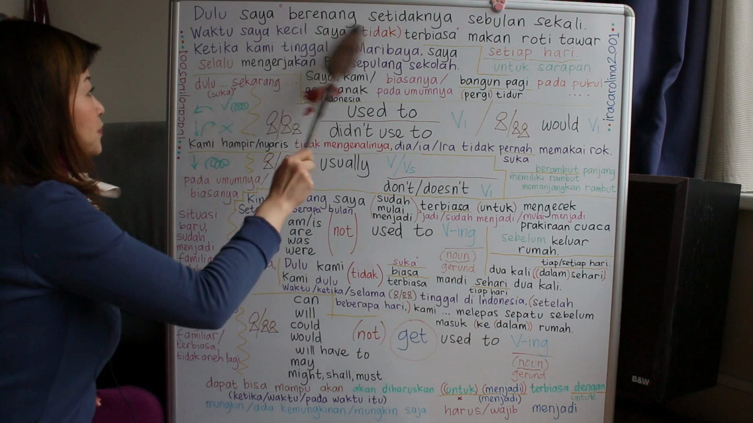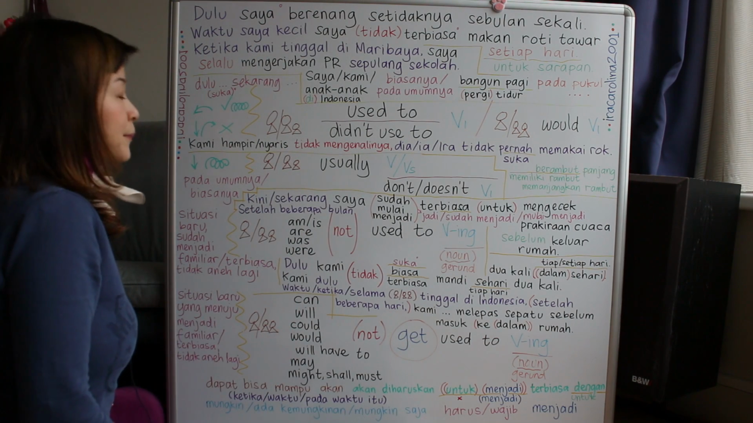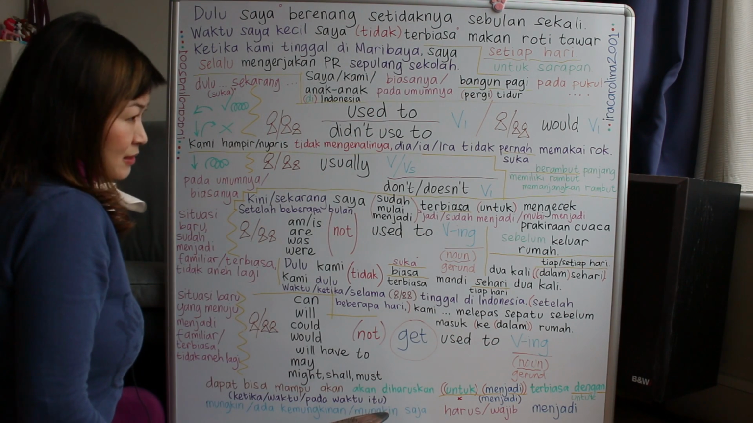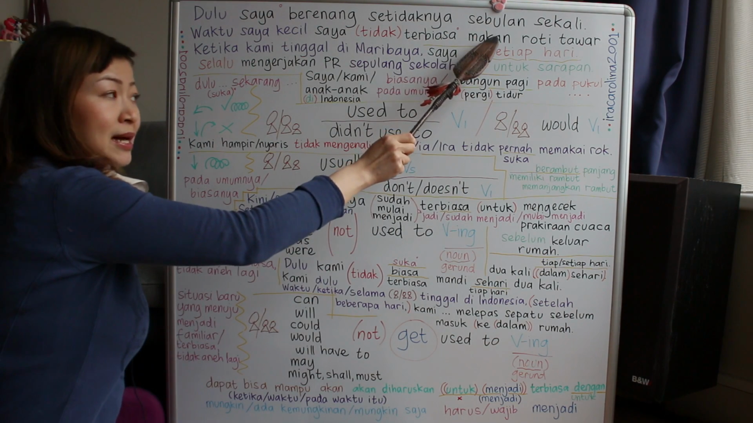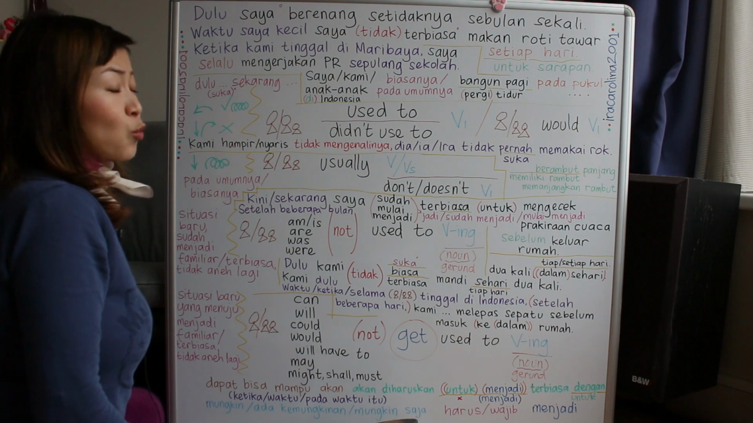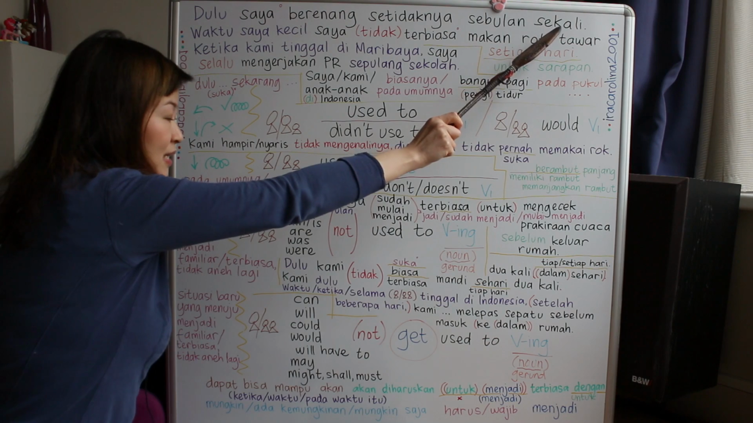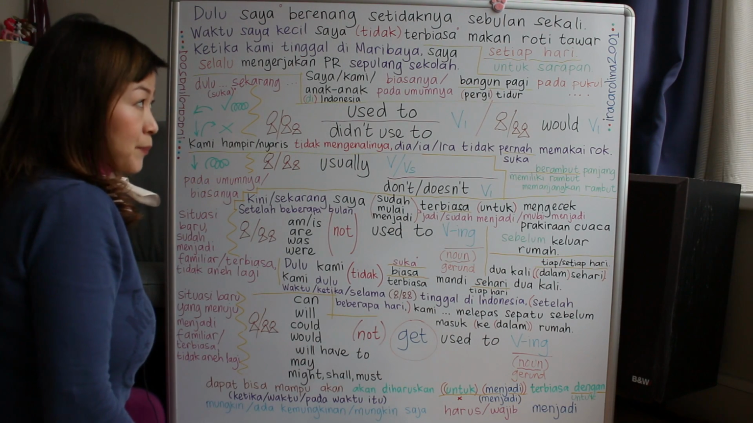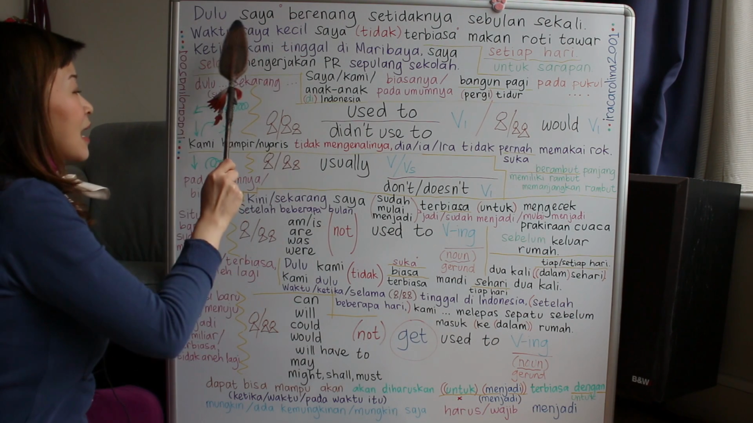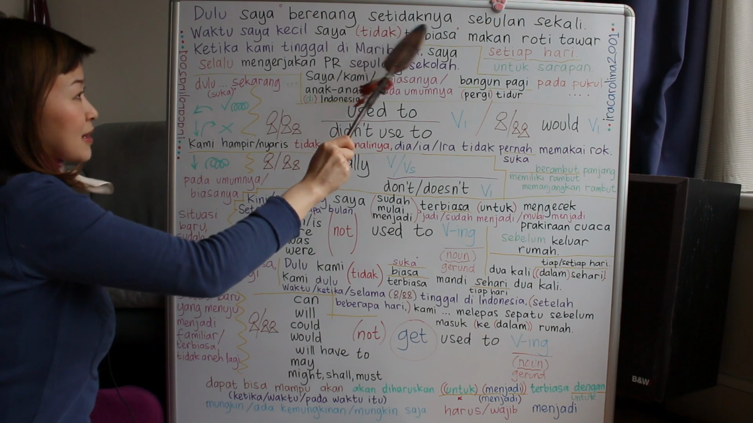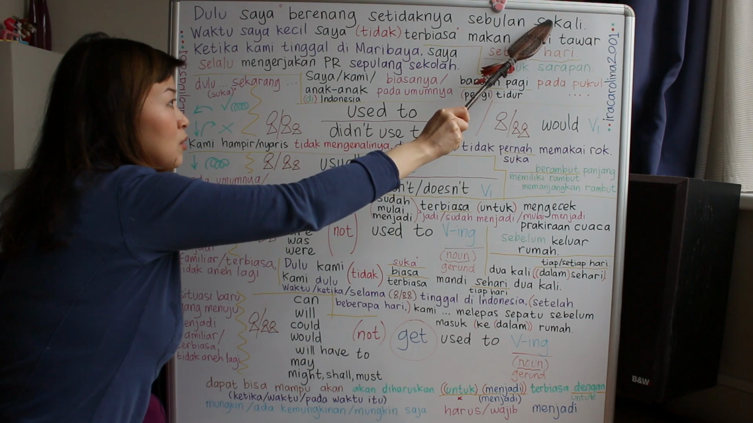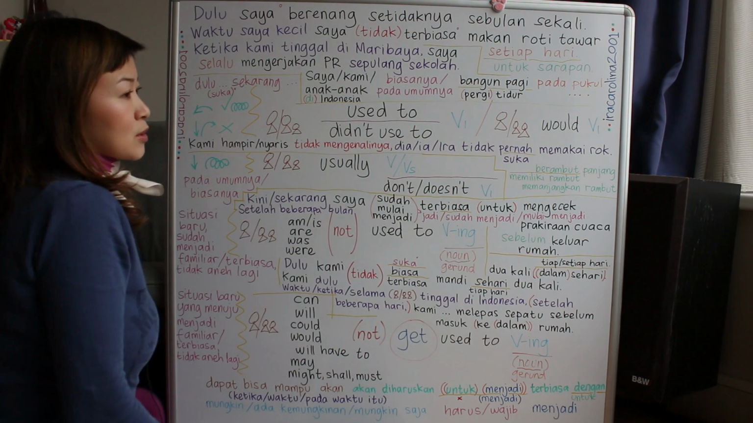Saya berenang, I swim, setidaknya, at least, sebulan, per month or a month, one month, sekali, one time, before or long time ago or in the past. I swim at least a month or per month, one time or once.